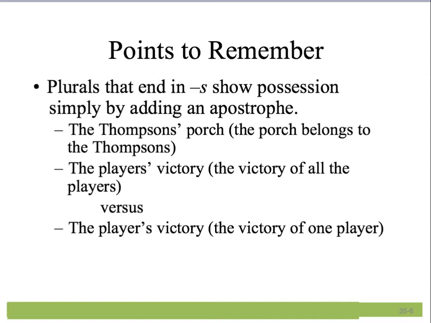Now, if you have a plural word that ends in S, to show possession, all you have to do is add the apostrophe. So, the Thompsons, and they own a porch. So because the porch belongs to the Thompsons, plural, all we have to do is add that apostrophe after the S that's already there. The victory of the players is written this way. We already have an S on the end of players because the word players is plural, and so we just add the apostrophe after the S. Now, player's would mean that we are dealing with only one player and the victory of that one player. So notice the difference between these two. Apostrophe after the S, apostrophe before the S. In general, it is the difference between plural and singular.